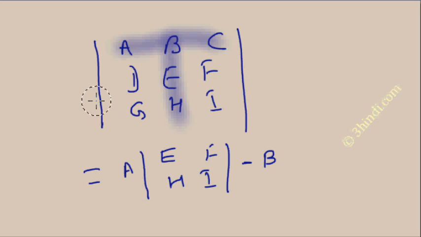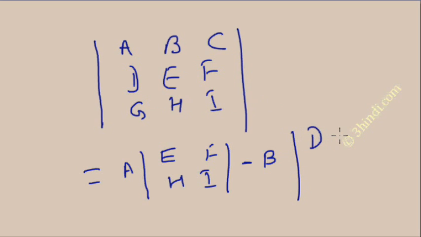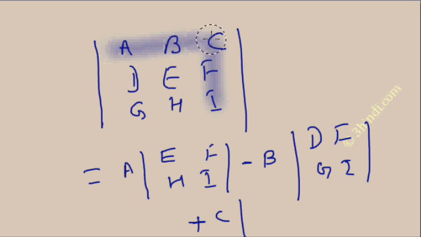For B, you remove the column and row in which B is, and what remains here is D, F, G, I. And for C, the row number is 1, the column number is 3, 1 plus 3 is 4, minus 1 to the power 4 is plus 1, so plus C. And what will be the determinant to calculate? For C, remove its column and row, and what remains here is D, E, G, H.